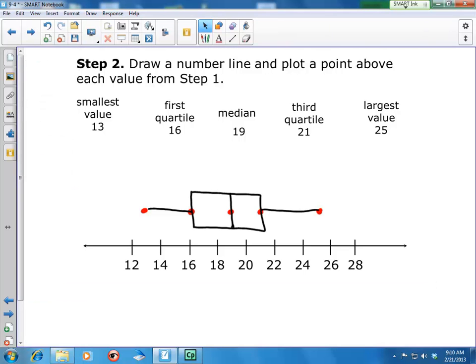Okay? Any questions on how we did that? Now remember, I said the hardest part is going to be finding your first quartile, your third quartile, and the median. But once you have that, actually creating the plot, that's the easy part.